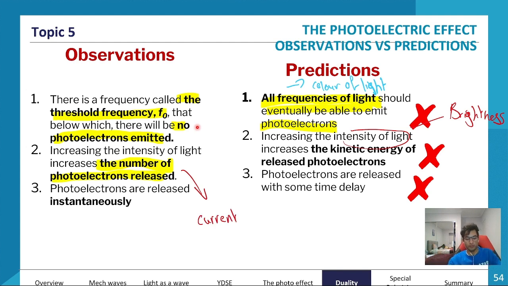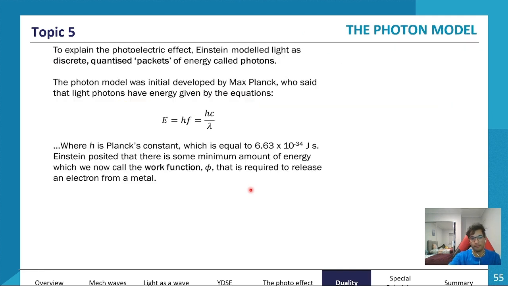And the last thing that was assumed was that there would be some time delay between turning on the light and actually seeing the photoelectrons. But in actuality, the photoelectrons were released instantly. These predictions were based off the wave model of light. According to the wave model, all frequencies of light should have been able to emit photoelectrons. But they didn't. I'll have to go through these a bit quickly because of time.